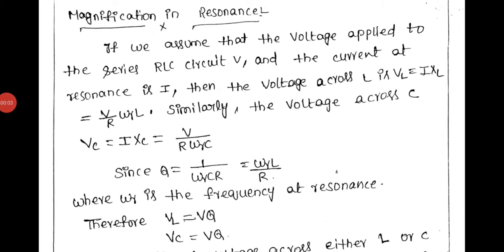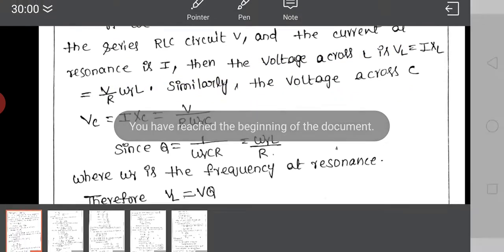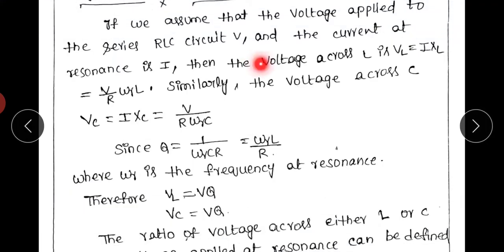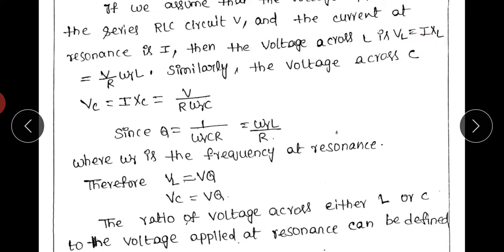Now I would like to explain about magnification in series resonance and parallel resonance. So first, magnification in resonance. If you assume the voltage applied to the series RL circuit is V and the current at resonance is I, then the voltage across the inductor is VL equals I into XL.